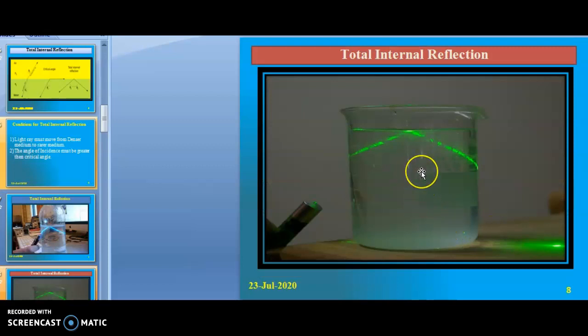Now, let us see another. See here, this is another demonstration. Here I have considered the green color light.